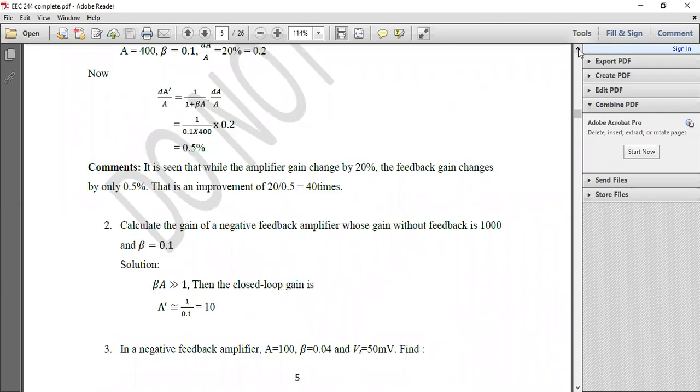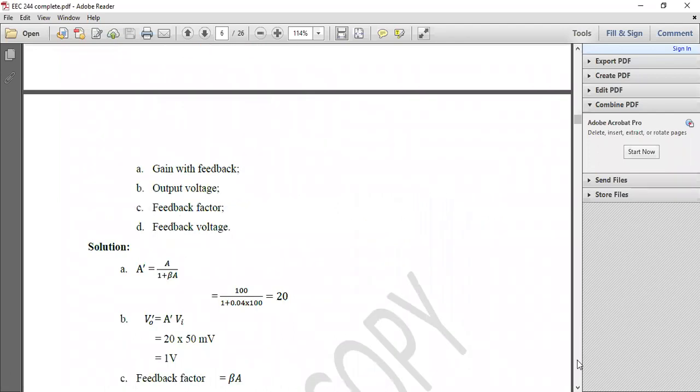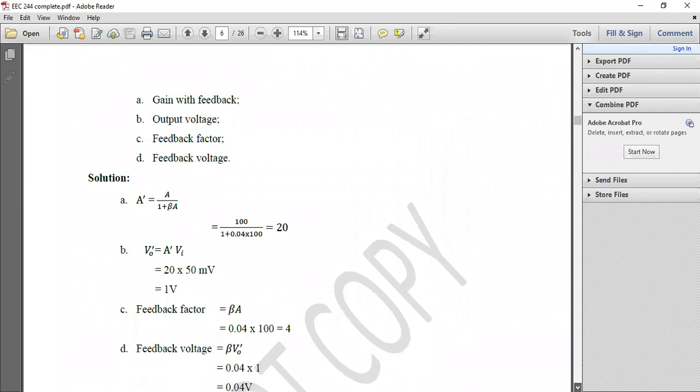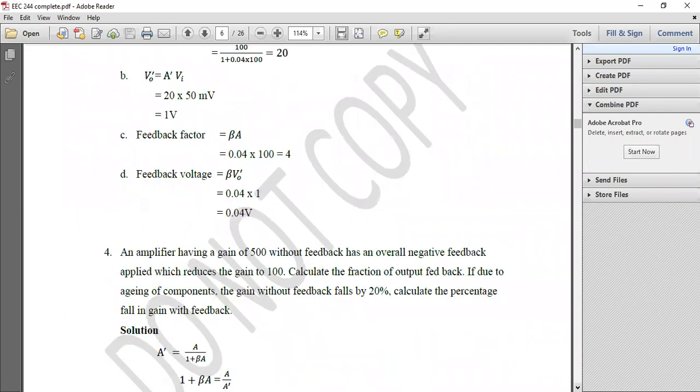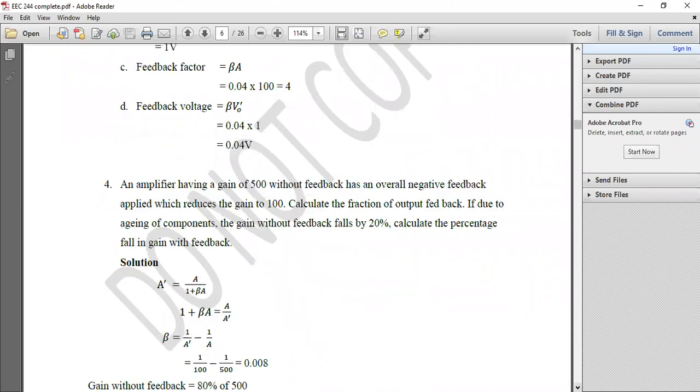That negative feedback reduces the gain of the amplifier, but increases stability. That is the point there. We did some calculations under that as well.